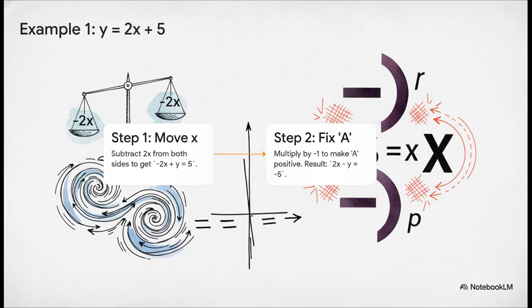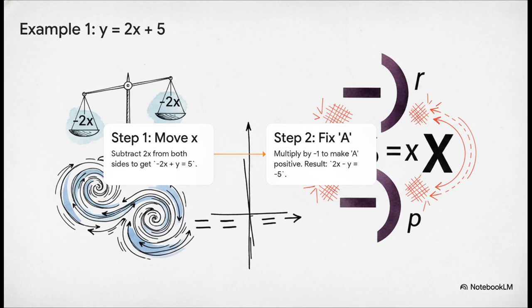So first things first, we've got to get x and y on the same team. To do that, we'll just subtract 2x from both sides. That gives us negative 2x plus y equals 5. Now, we're really close, but wait, we broke rule number 1. Our a value, that negative 2, is negative. The fix is super simple, though.